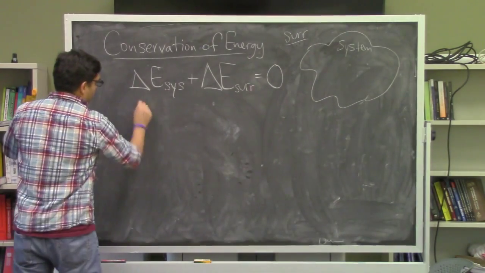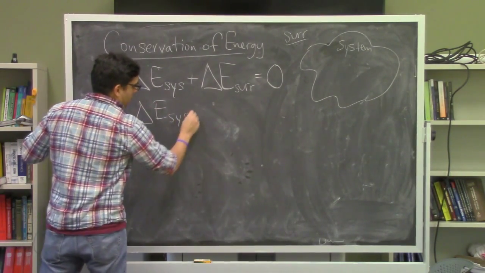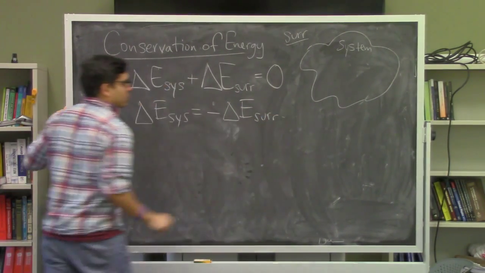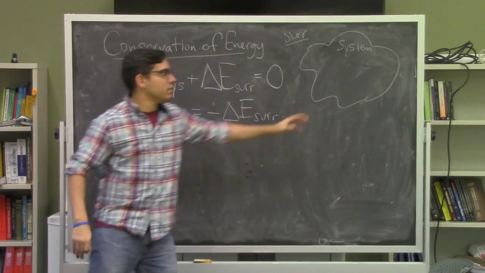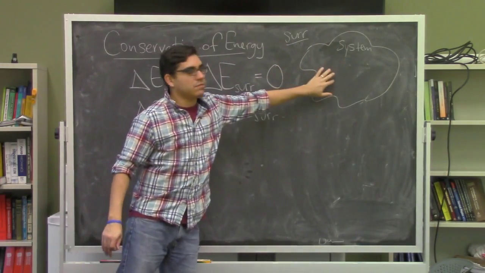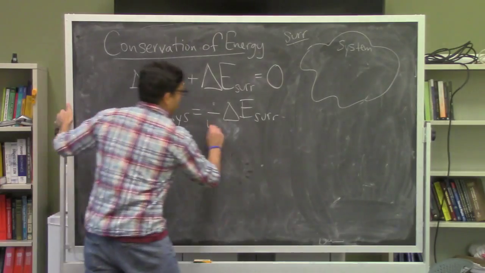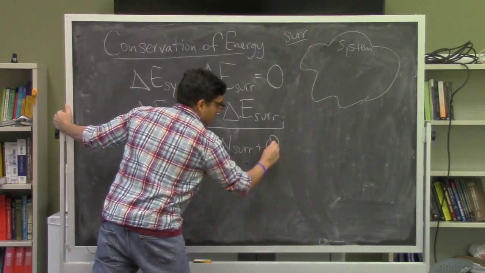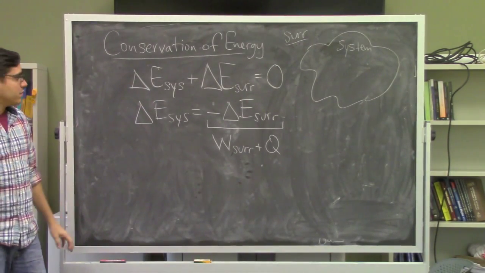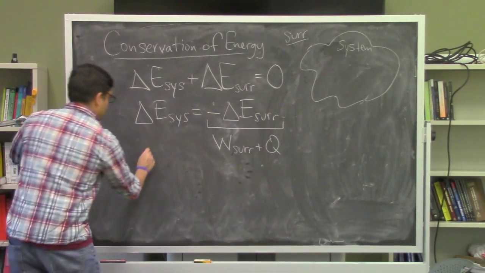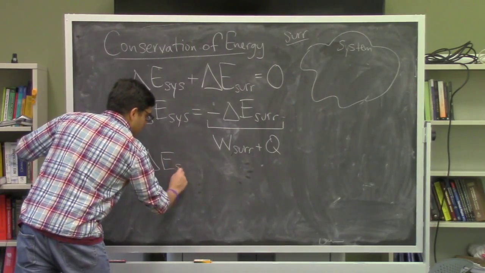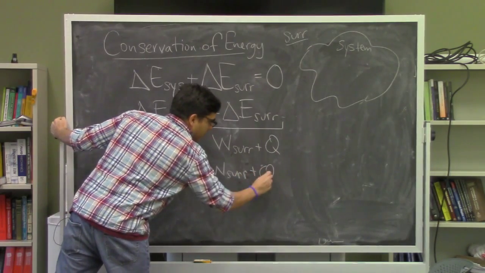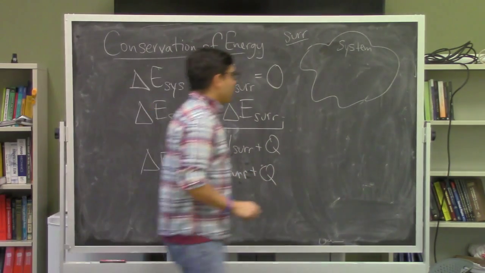And so what this gives you is a sense that the energy change of the system is related to the negative change of the energy in the surroundings. That is, energy can move between the system and the surroundings. Whatever's accounted for as moving out has to be reflected in the system. This guy right here is actually the work that's done by the surroundings plus the heat that's exchanged with the system. And so what we have is actually a very general principle. The change in energy of the system is equal to the work that's done by the surroundings plus the heat that's exchanged.